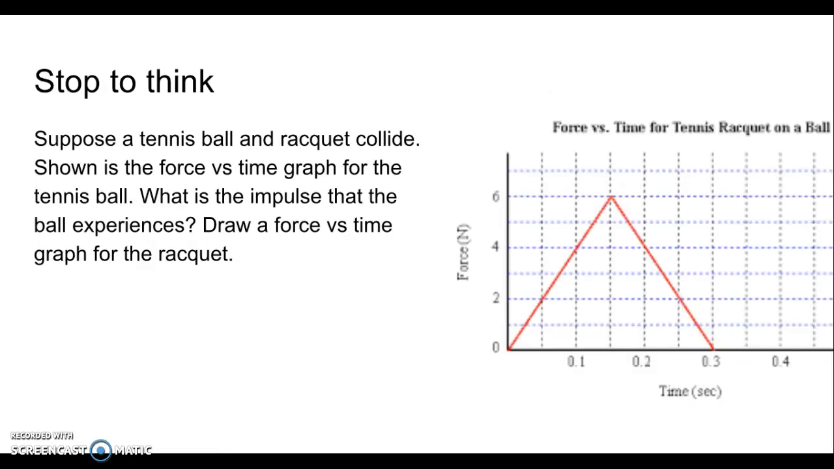So a quick question here. Let's suppose we have a tennis ball and a racket, and they collide, right? So we're hitting a tennis ball with a racket. Here is the impulse graph, or the force versus time graph, for this tennis ball. What is the impulse that ball experiences? And then we want to draw a force versus time graph for the racket. So please take a moment, think about this, and then unpause.